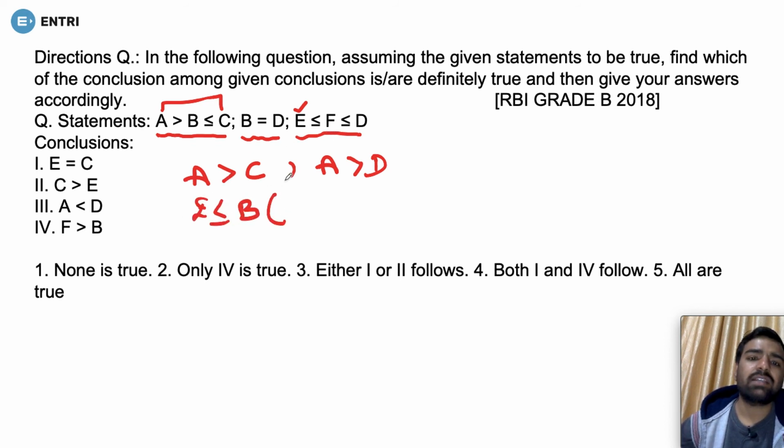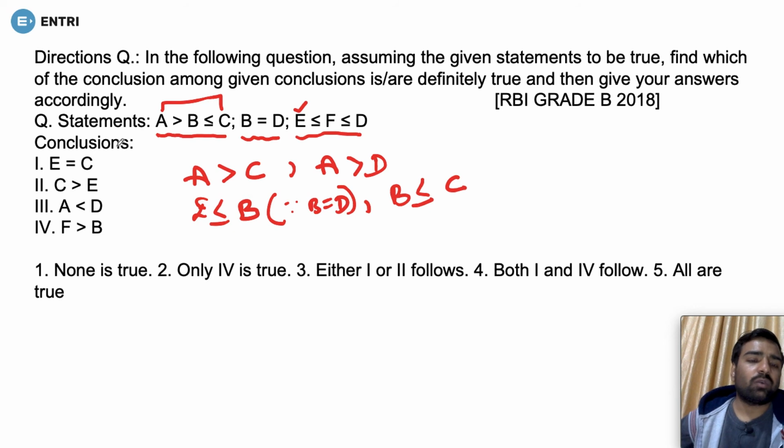How have I done this? Here we have been told that E is less than or equal to D, and D is what? D is equal to B, because B is equal to D. No need to write it there, I am just explaining to you. That's why I am writing. Fine. Now, since E is less than or equal to B, and B is less than or equal to C, it is given here.